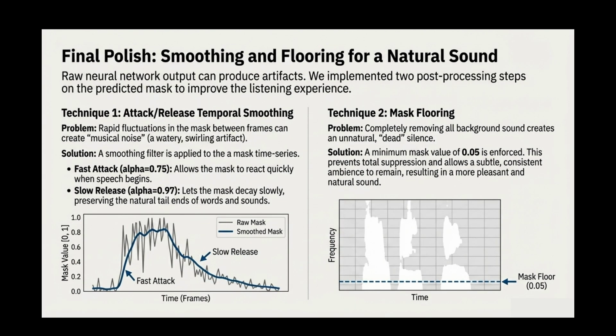Even with a good mask, raw network outputs can fluctuate from frame to frame, producing watery artifacts. We added attack-release smoothing: quick attack so it responds fast, and slow release to preserve natural tails of words. We also add mask flooring, a minimum mask value, so the output doesn't become unnaturally silent. This keeps a small, consistent ambience and reduces the dead silence effect.